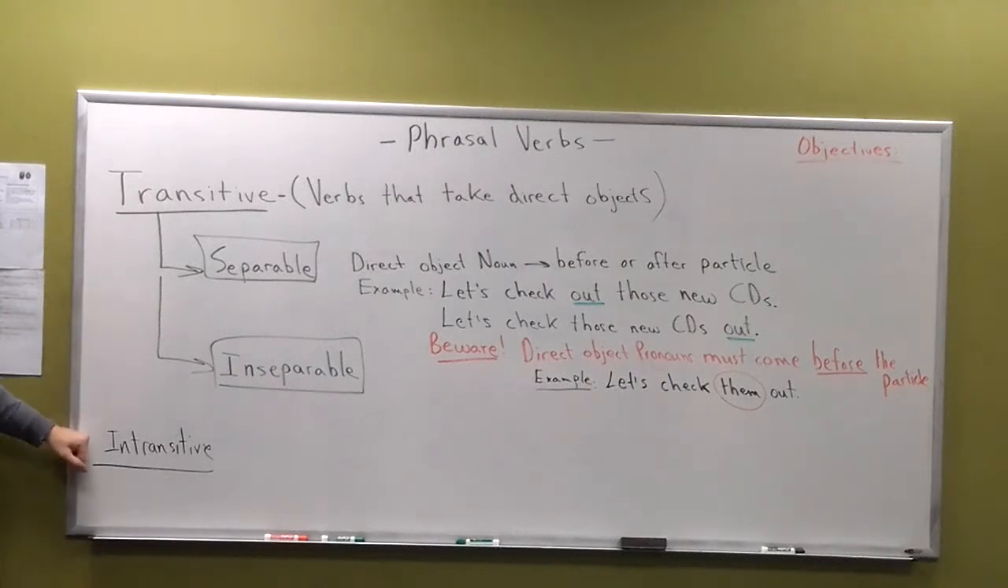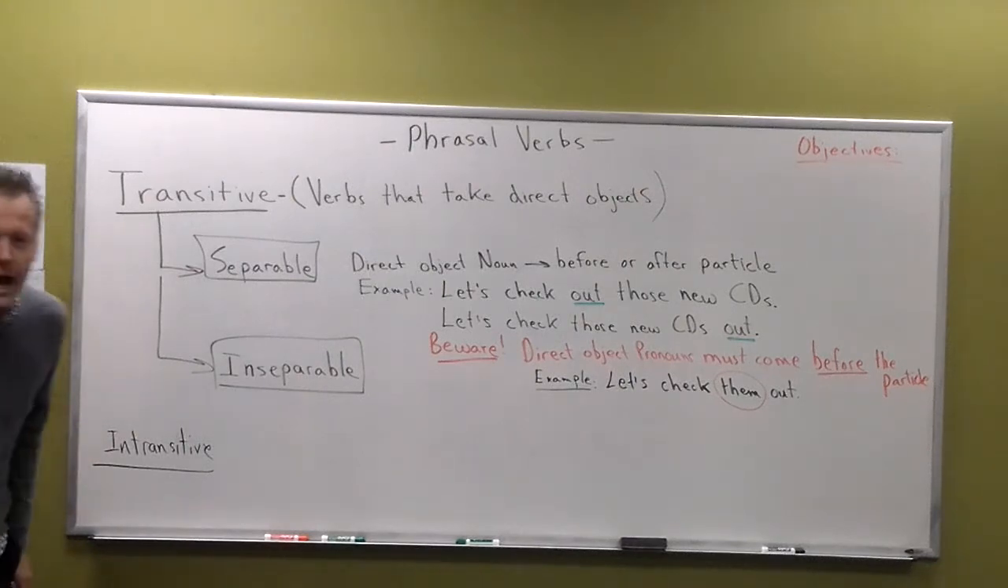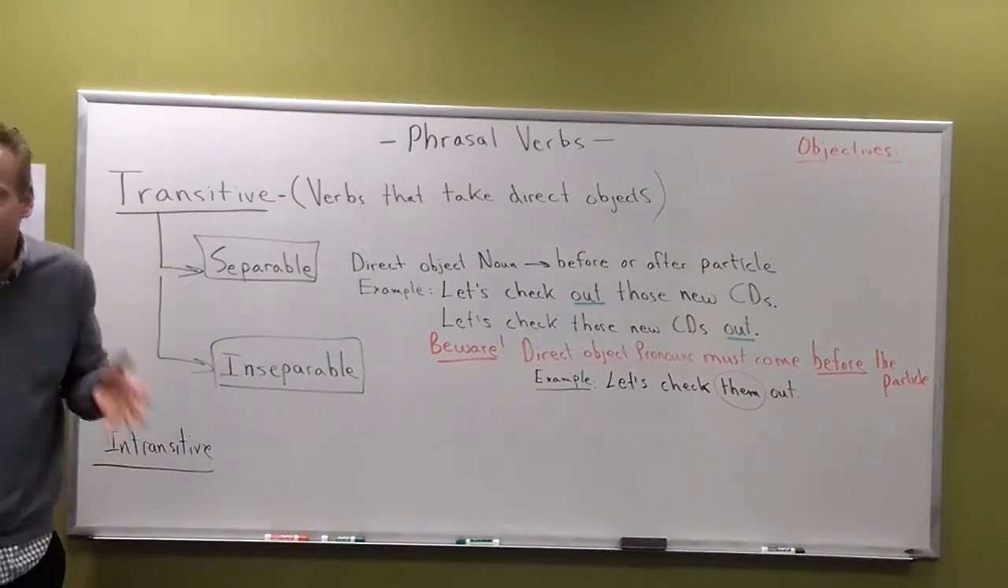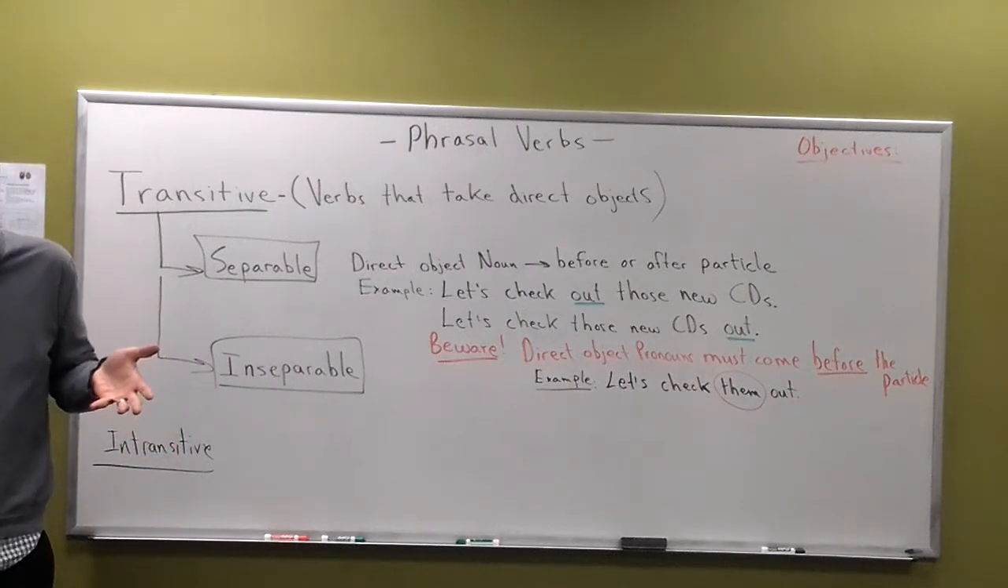Now, when we get down here to intransitive, listen, it means the verb does not require an object. It doesn't have an object. There are certain verbs that will never have an object. So it makes sense that when the phrasal verb is intransitive, if there's no object, there's nothing to put between the sandwich. Right? Think of the object.